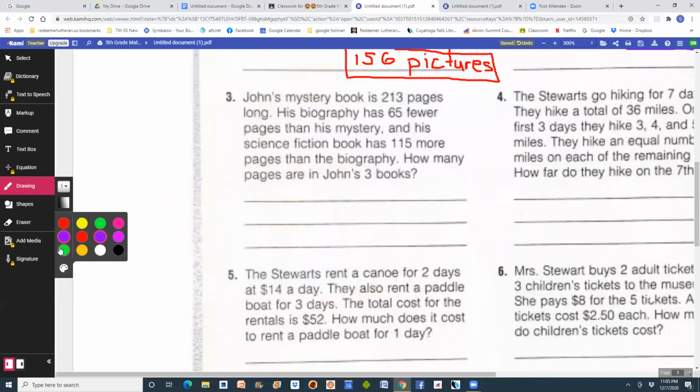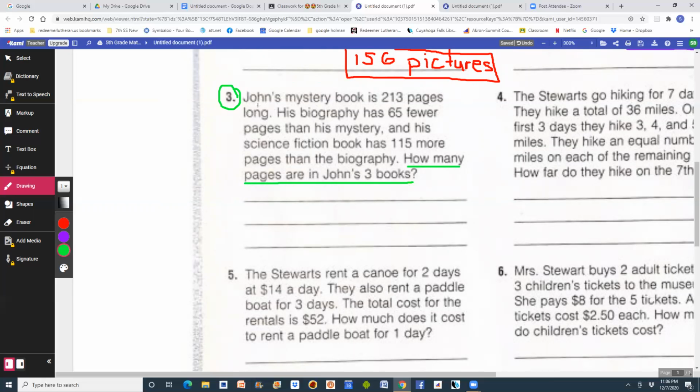Number 3. Let's see what John is up to now. John's mystery book is 213 pages long. His biography has 65 fewer pages than his mystery. And his science fiction book has 115 more pages than the biography. How many pages are in John's 3 books? All right, there's a lot of stuff in that. It's kind of complicated, but we do have 3 books, and it's how many pages are in John's 3 books. And they're asking for a total there.